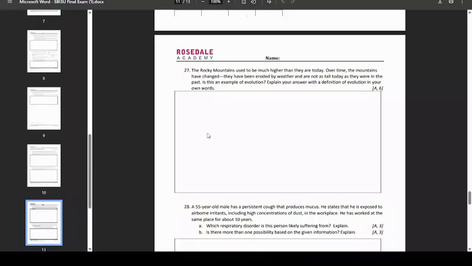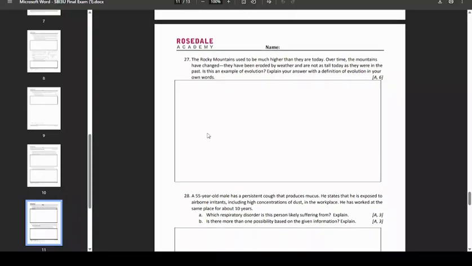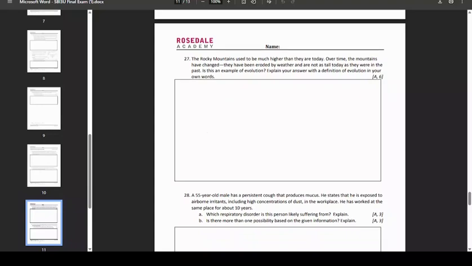The Rocky Mountains used to be so much higher than they are today. Over time, the mountains have changed. They have eroded by weather and are not as tall as they used to be. This is an example of evolution. Explain your answer with the definition of evolution in your own words. So unfortunately, no. This is not evolution.